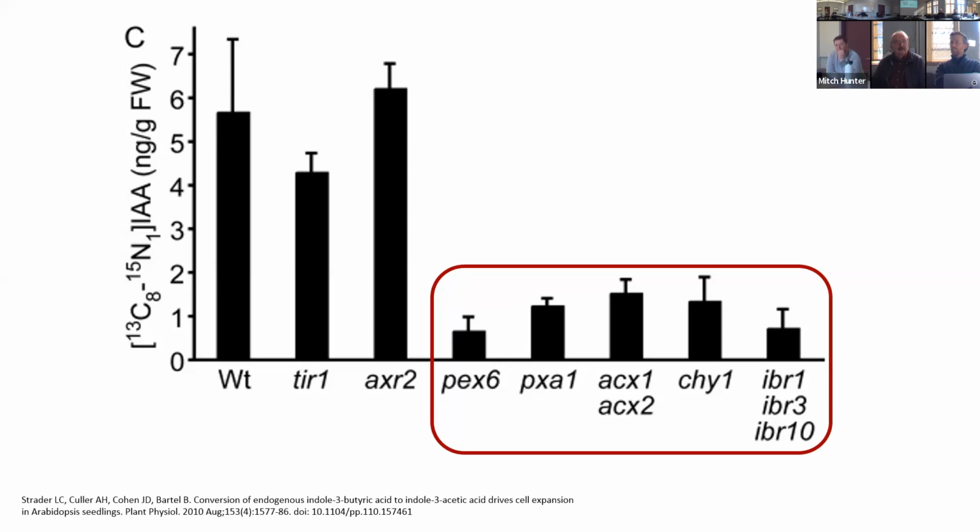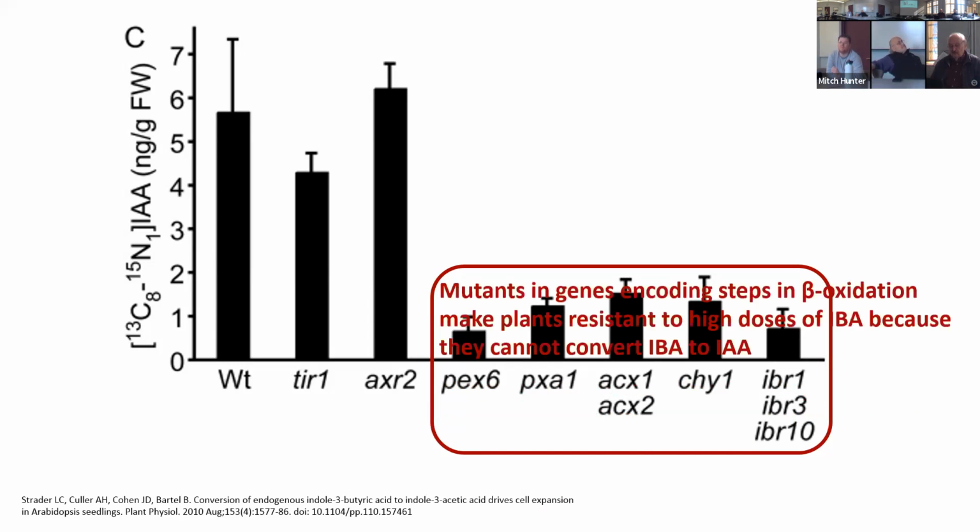I think that pretty well defines the fact that IBA is not itself an auxin, although there are still some people who claim, without doing the kind of good mutant analysis we did, that IBA has some unique characters, but they're not related to adventitious rooting. So in terms of adventitious rooting, that conversion is critically important.